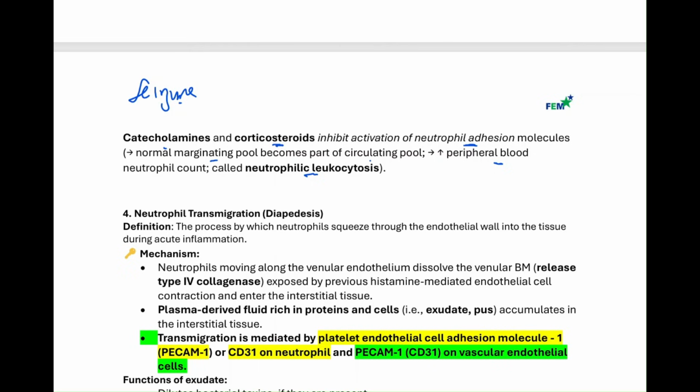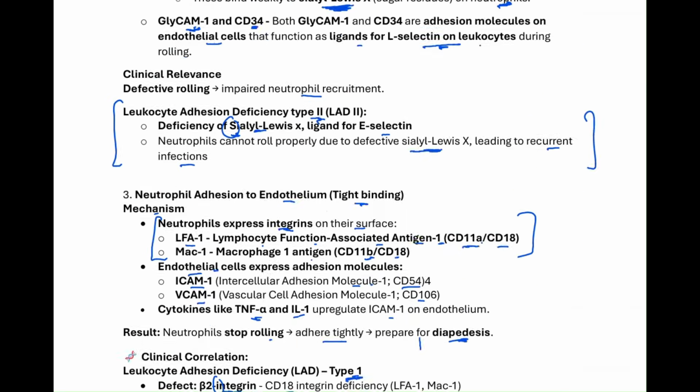That doesn't mean that they have what? Active infection. It's just because of what? Demargination. And one of the things to look for is immature neutrophils, like what? Like bands. So if there's no bands, that means this is likely what? Demargination, not infection. So now let's say tight binding was okay.